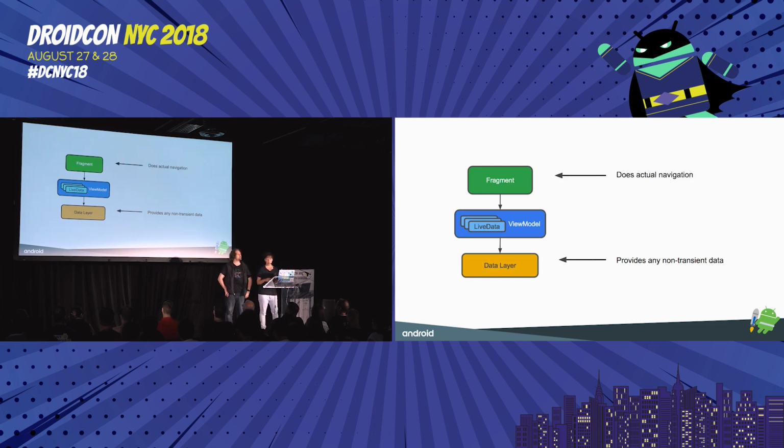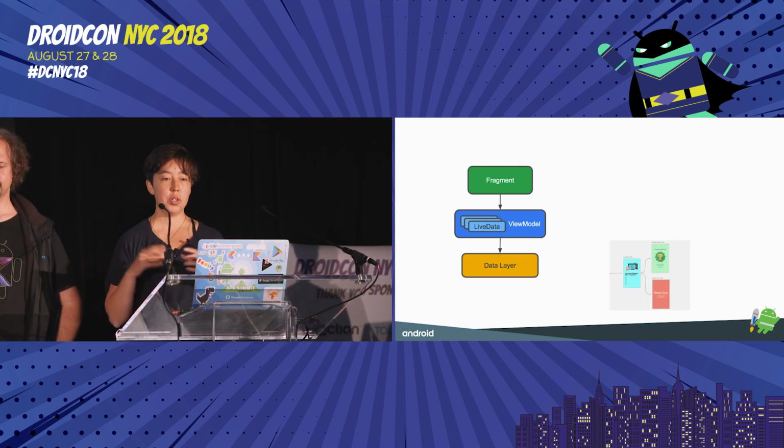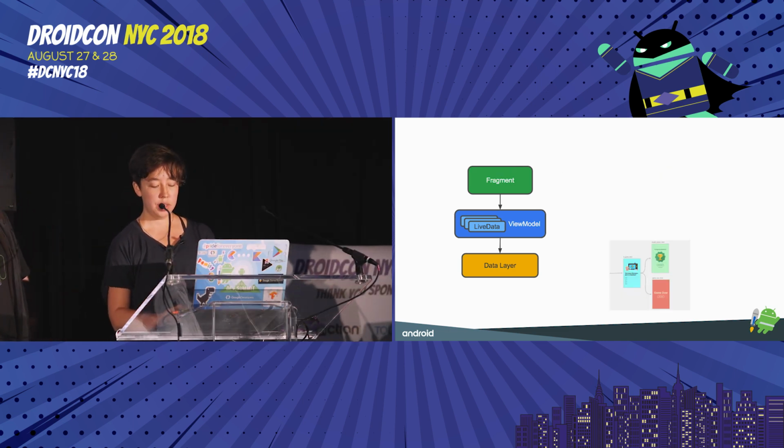So in the navigation component world, the fragment is the thing that's actually doing the navigation, but the view model is what's probably going to be holding the data that you actually need to make decisions about the navigation. Therefore, all of this conditional navigation decision making is probably going to happen in the view model. And then we're going to follow the pattern that the architecture guide sets out, where live data is used to communicate back from the view model to the fragment. So any decisions about where you should be going next are done via fragment observation of live data that's in the view model.